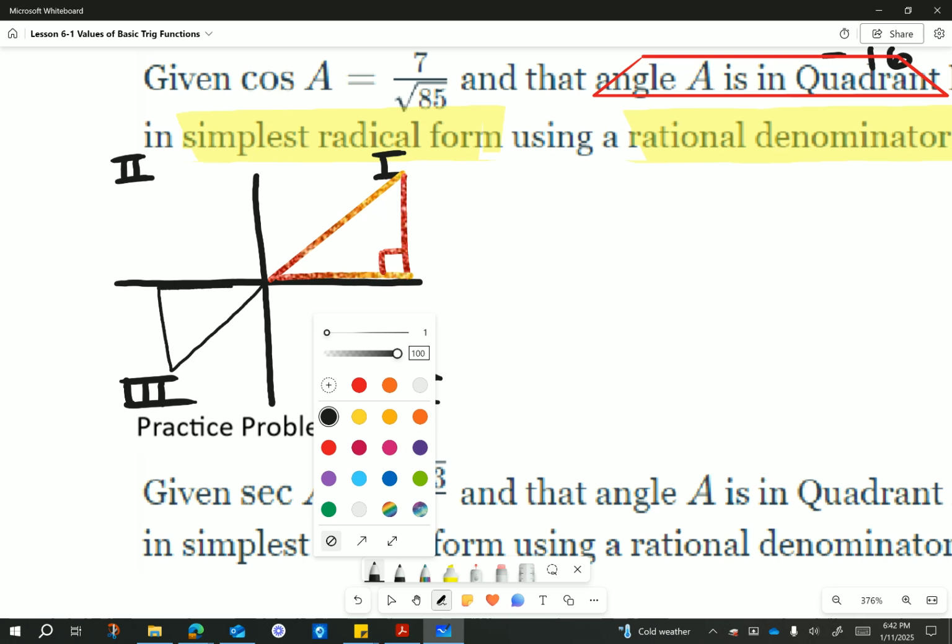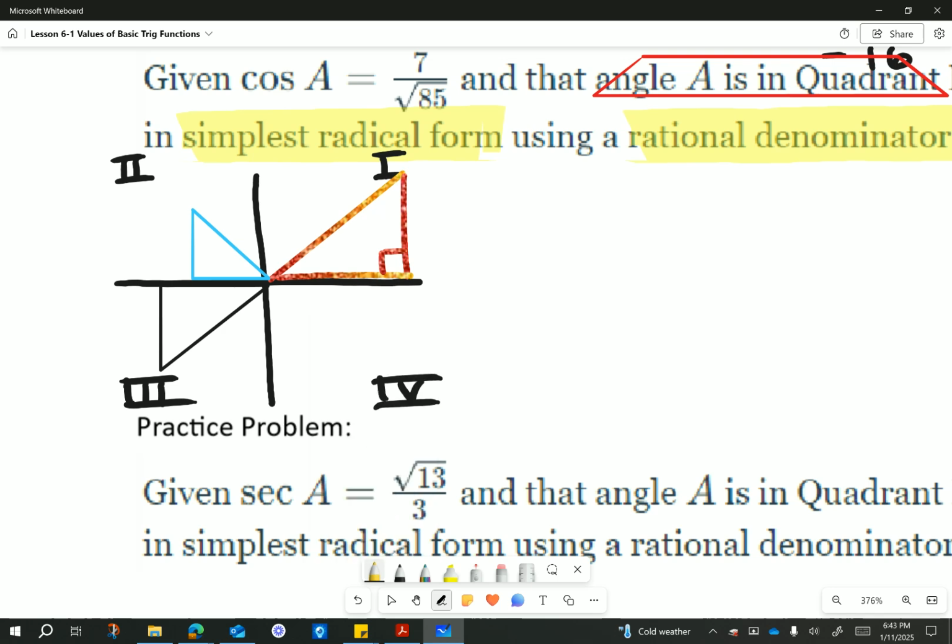Here's one for quadrant 3. If I wanted one in quadrant 2, it would look like this. I'm drawing them at different sizes just to prove a point. And if it was in quadrant 3, it would look something like this. Okay. So a little shifted a little bit further up.